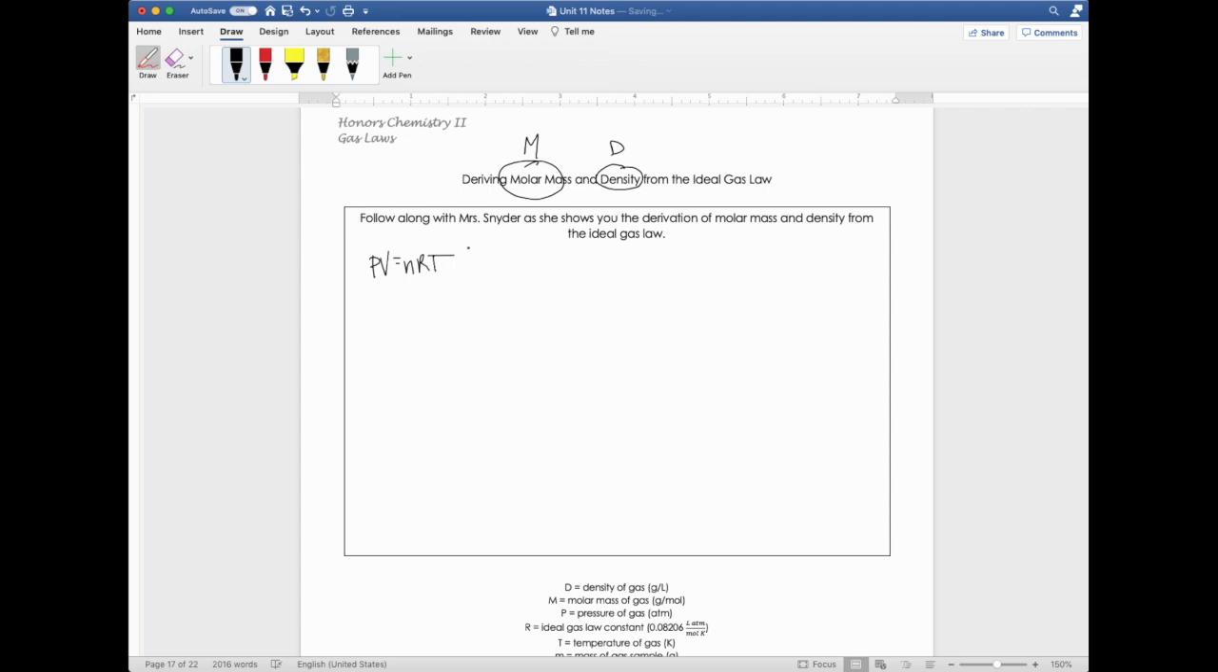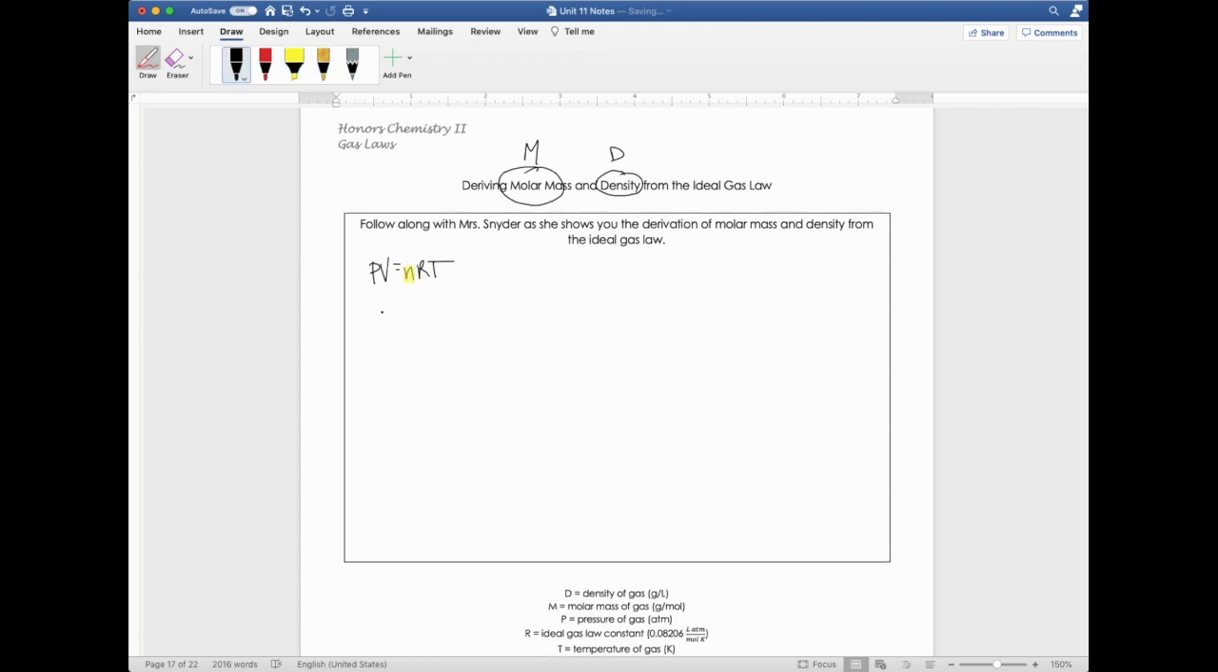We are going to solve for the molar mass in this case. So we're going to show you the derivation of molar mass and density. We're going to somehow introduce molar mass into this and set the whole thing equal to that. Well, the variable that I would have to manipulate in order to get the molar mass is the number of moles right here. So we're going to have to start off with that variable.